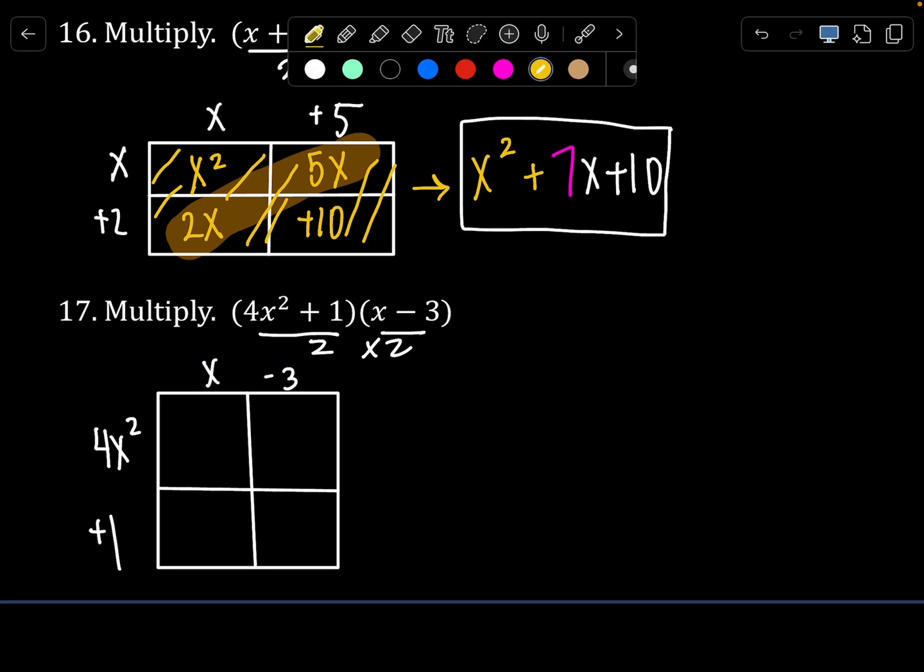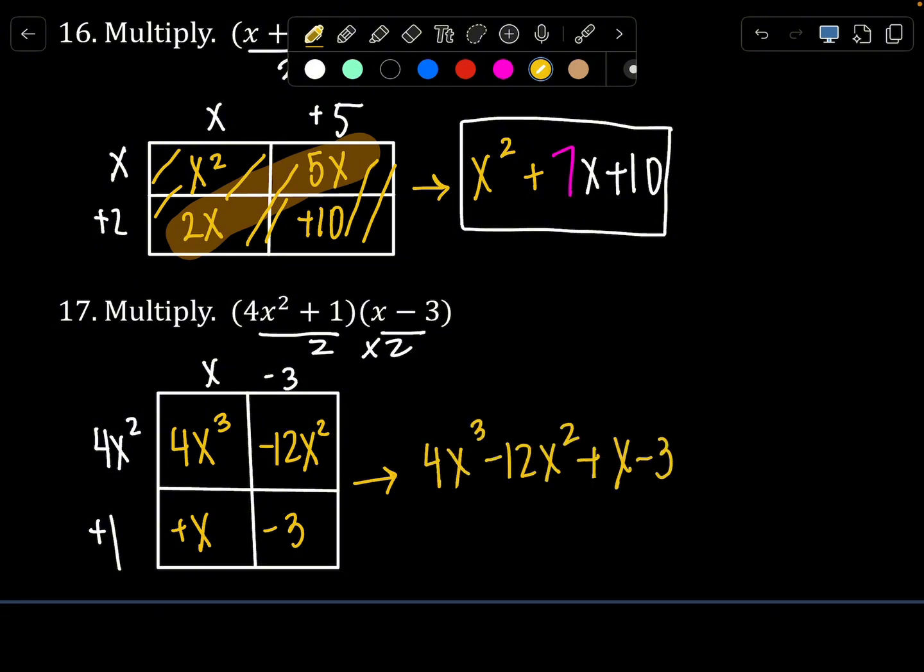Check your math. 4x squared times x is 4x to the power 3. 4x squared times negative 3 is negative 12x squared. Positive x, minus 3, and therefore you get your area as everything inside: 4x cubed minus 12x squared plus x minus 3. We weren't able to combine any of the terms because they're not like terms. When you are ready, turn the page.